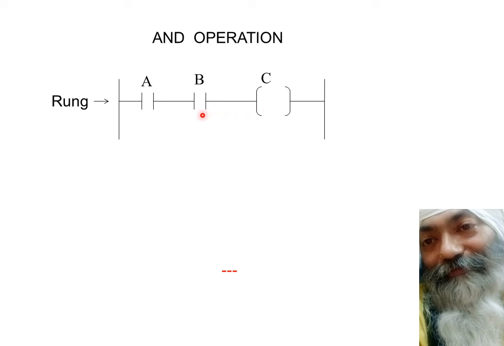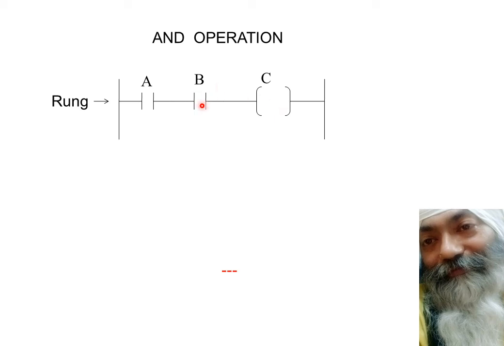Imagine now that this B is normally closed. It means you have a slash over here. Normally closed means that when A is 1, this is true, and when B is 0, this is true. When this is true and this is true, C will be energized.